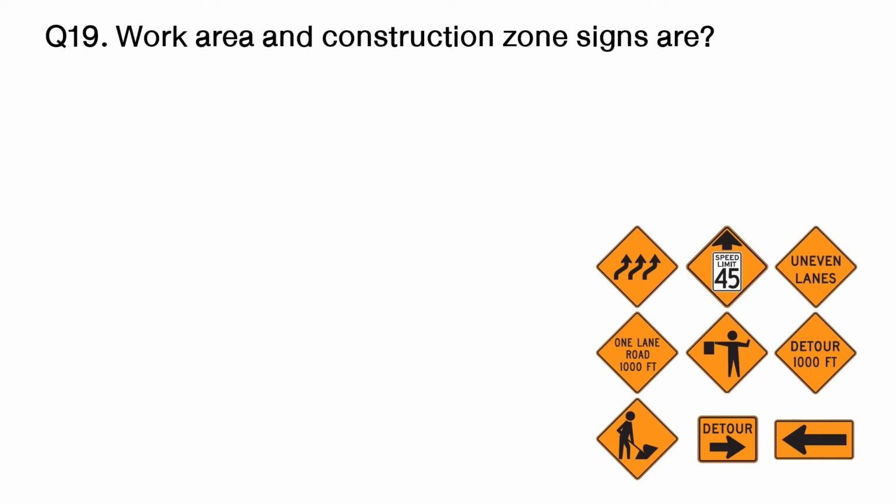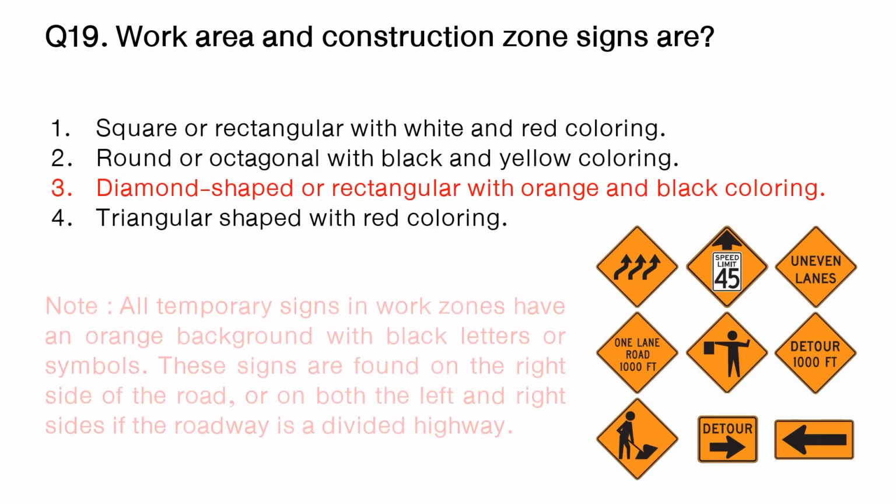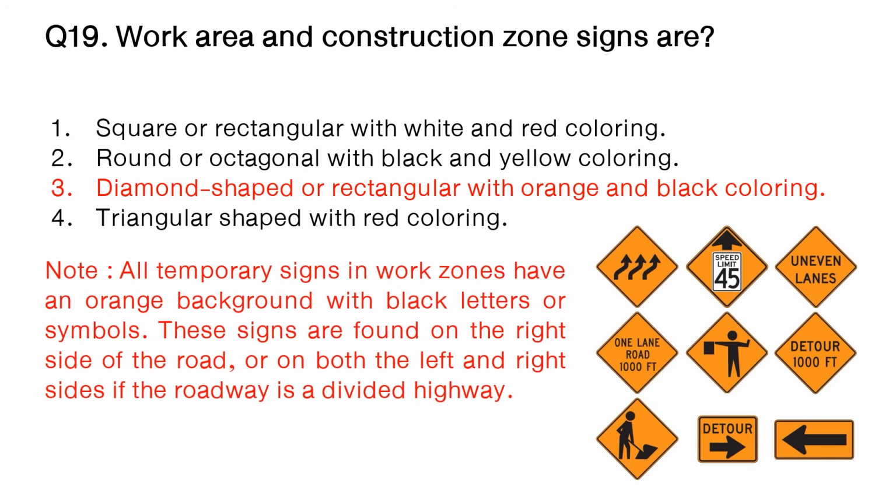The answer is option number 3. Diamond shaped or rectangular with orange and black coloring. Note. All temporary signs in work zones have an orange background with black letters or symbols. These signs are found on the right side of the road or on both the left and right sides if the roadway is a divided highway.